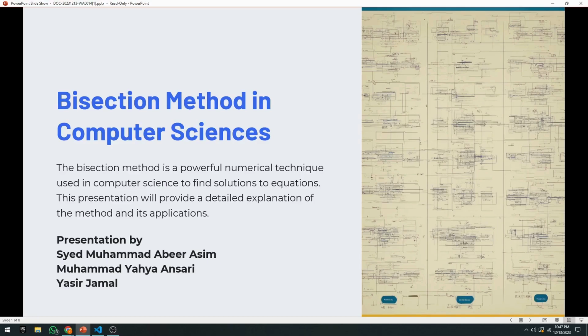So today our topic is bisection method in computer sciences. I'll be covering the introduction slides, then Yahya will be concluding the topic. Basically, the bisection method is a powerful numerical technique that is used in computer sciences to find the solutions of equations. In this presentation, we will provide a detailed explanation of the method and its application.